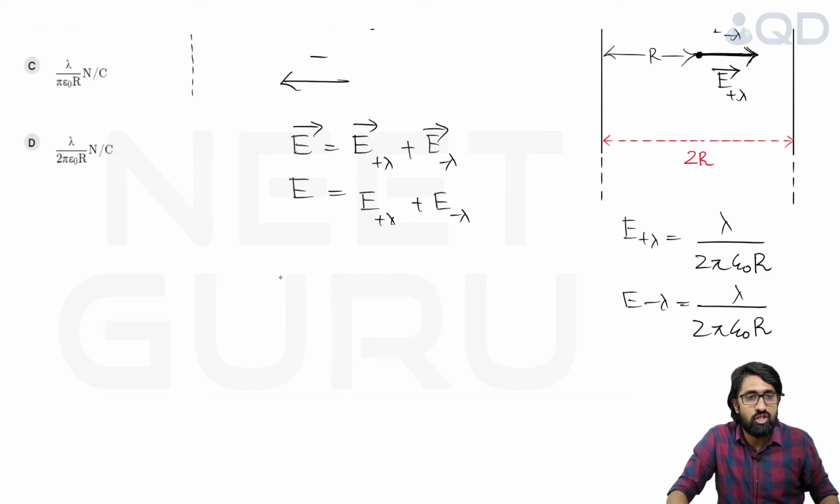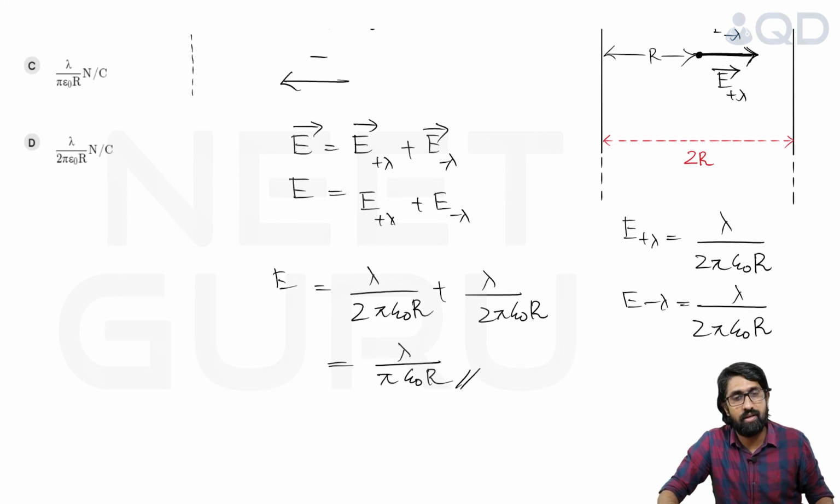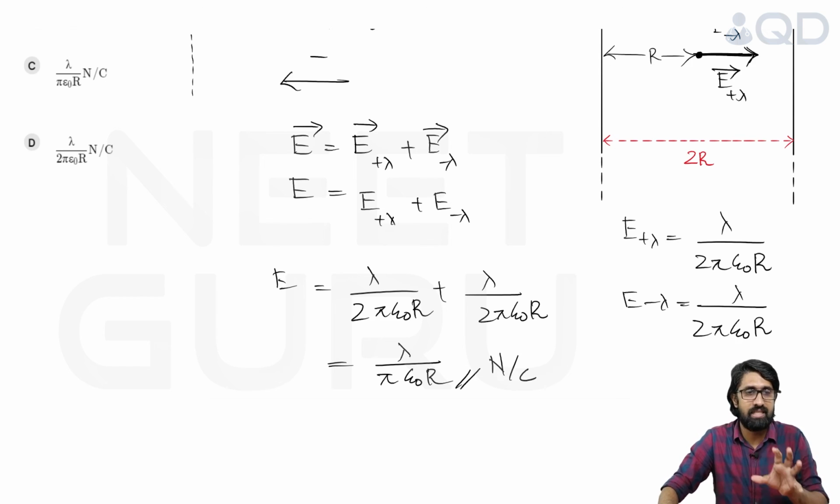Now, if that is true, E will be equal to lambda divided by 2 pi epsilon naught capital R plus lambda divided by 2 pi epsilon naught capital R. That will be equal to lambda divided by pi epsilon naught R, that is, 2 times lambda by 2 pi epsilon naught R. That's how we get this answer. The electric field here will have the unit Newton per Coulomb, which is the standard SI unit for electric field.